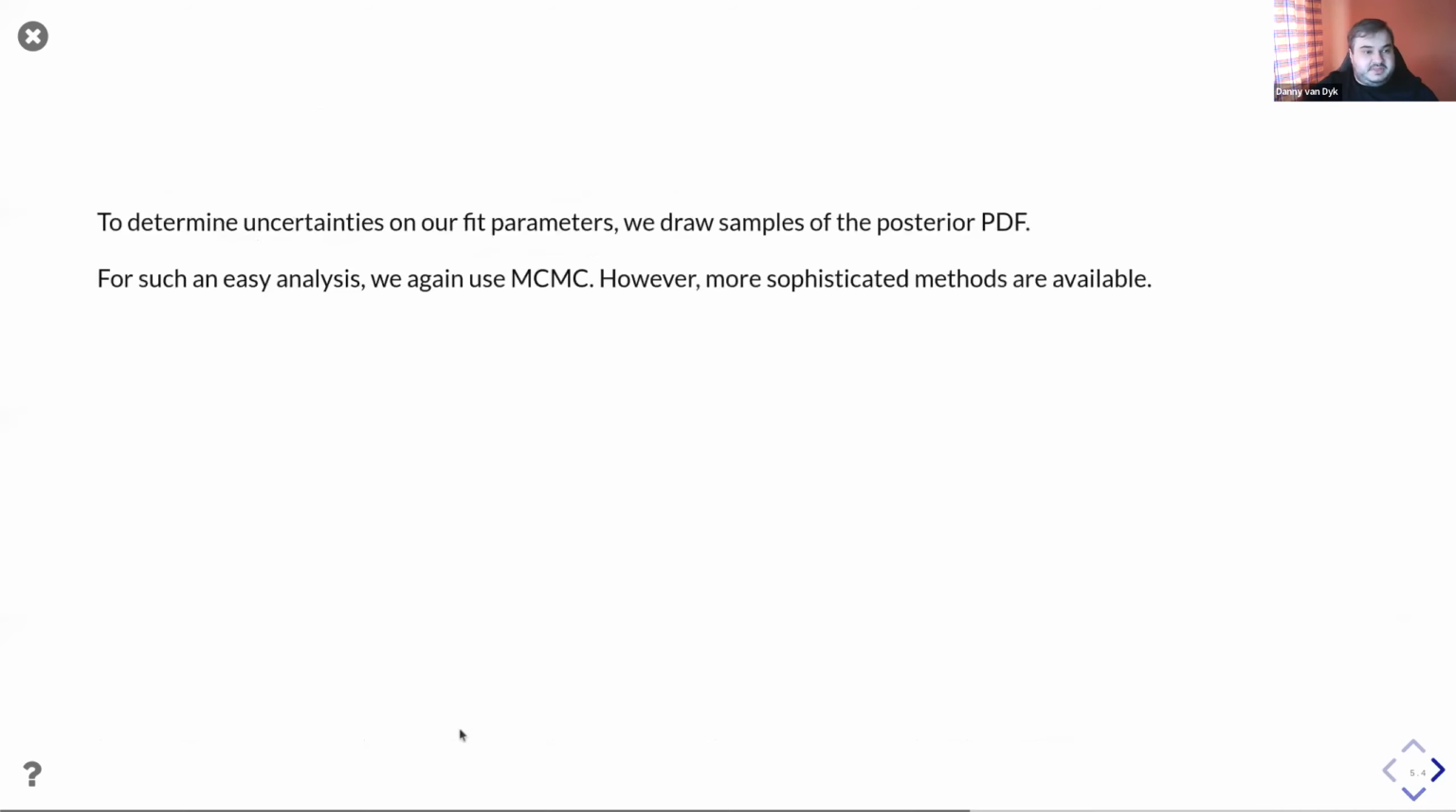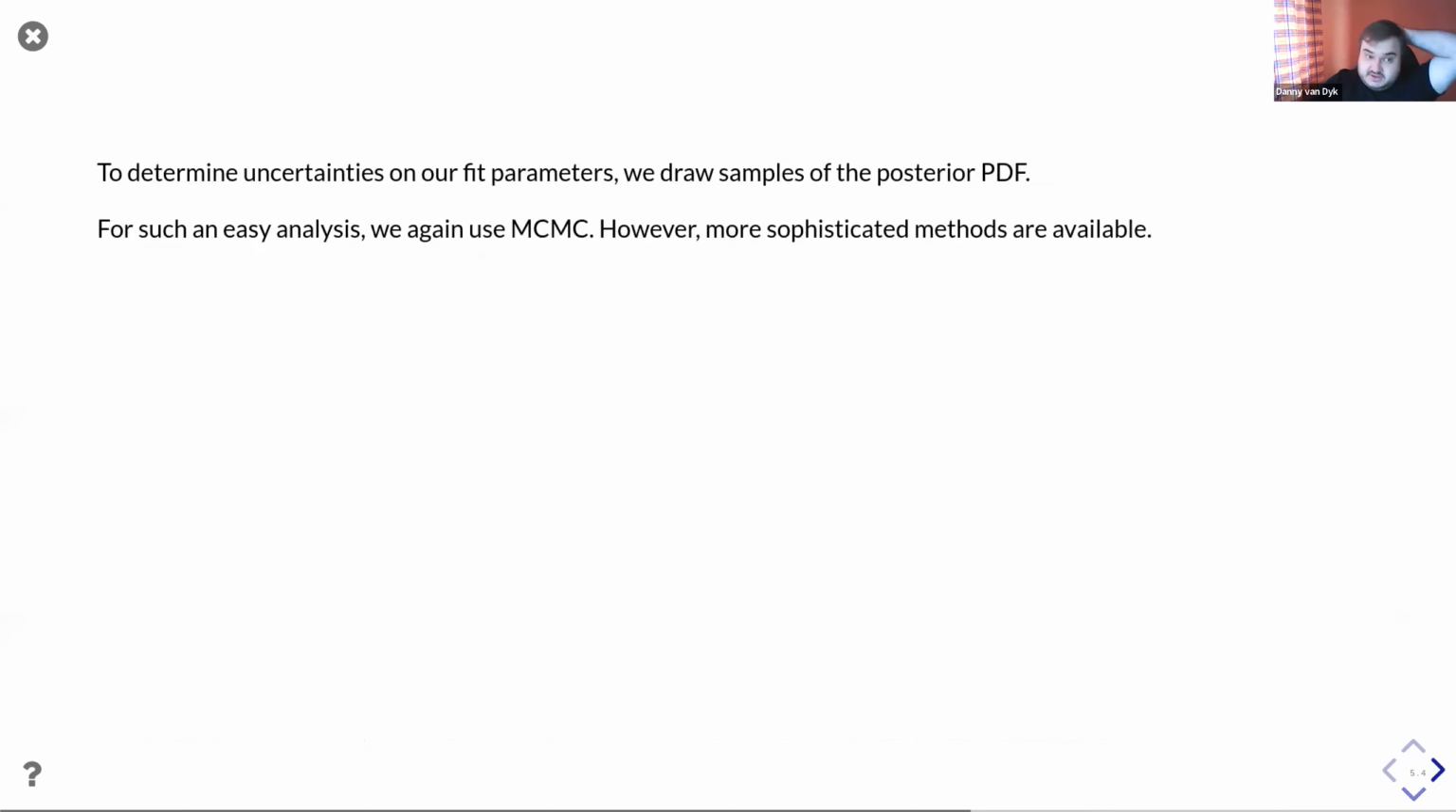Very good. The next step is to determine the uncertainties on our fit parameters. To that end, we draw samples of the posterior PDF. And again, we're using Markov chain Monte Carlo as the least sophisticated method available, because this is a very easy analysis with only 6 parameters.